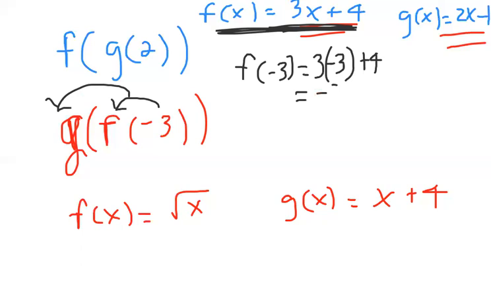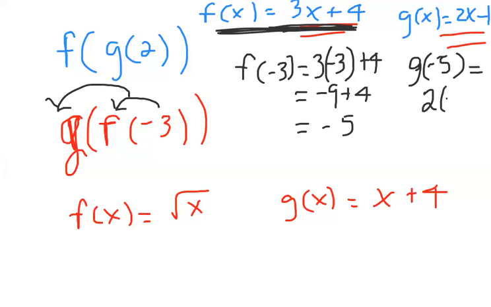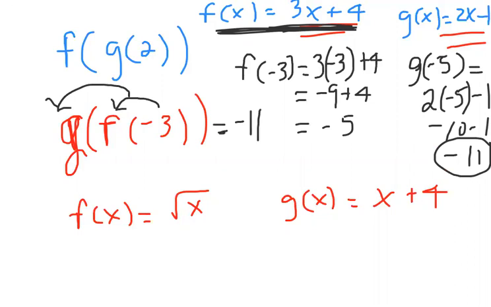So you get -9 plus 4, which gives you a -5. So when x is -3, f of x would equal -5. Now, this -5 becomes the input or the value of the g function. So now you're going to go into the g function and substitute the -5 in for x and work it out. So you get -10 minus 1, which gives you a -11. So the bottom line is this: g of f of -3 turns out to be -11.